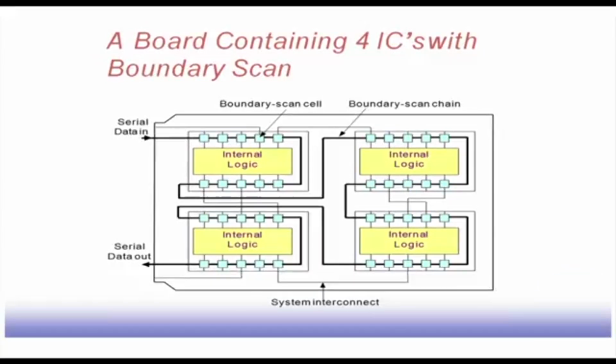This shows a board structure that has 4 ICs, and each IC is equipped with this boundary scan feature. All these inputs are connected over a scan chain of these boundary scan cells. The output from this goes to the next chip's boundary scan input, and again that way it goes. So, this particular chain traverses the entire board.